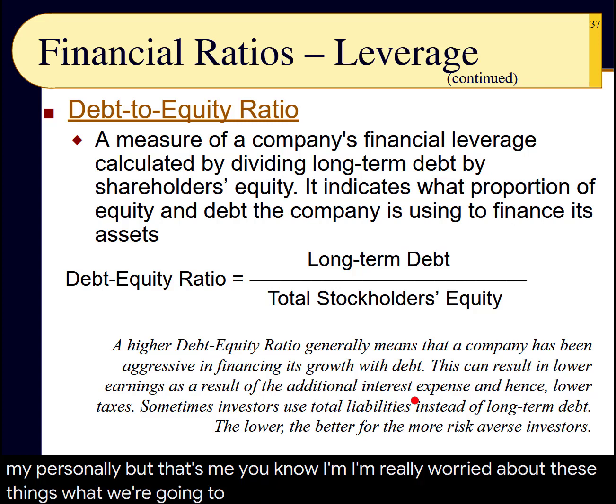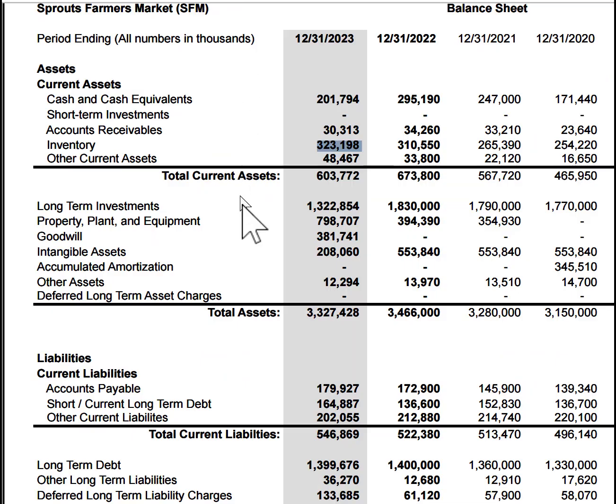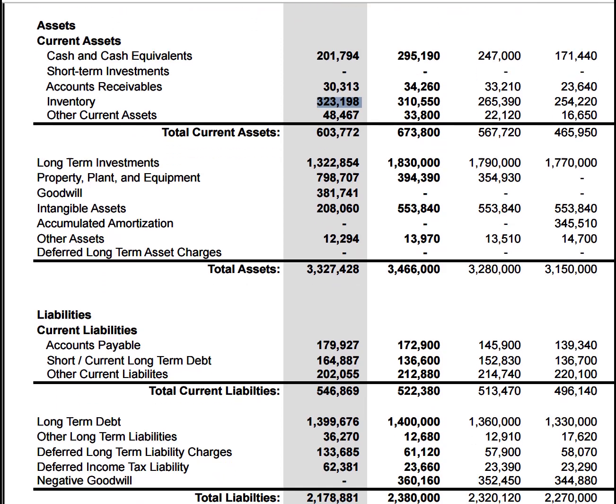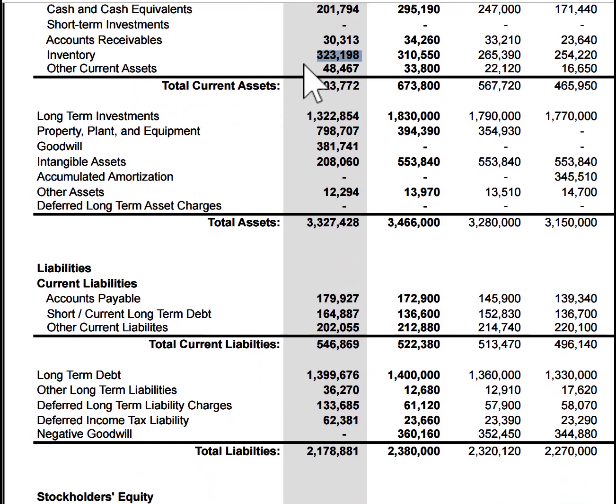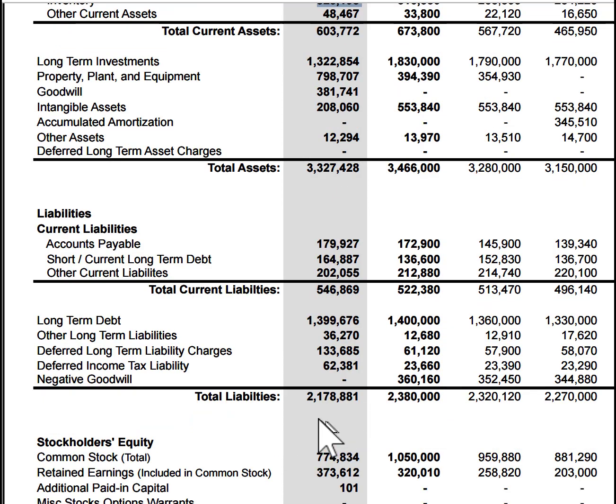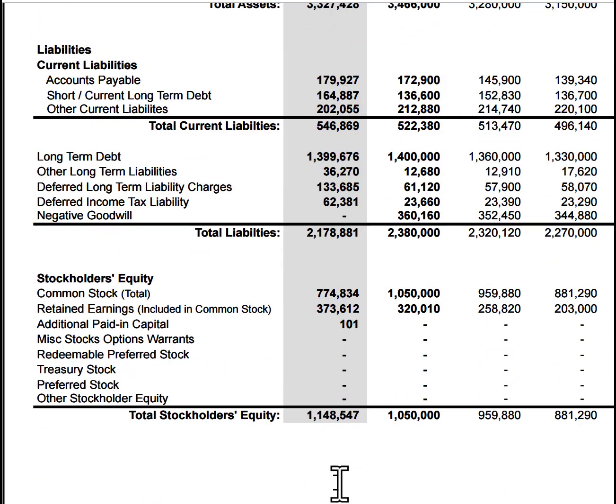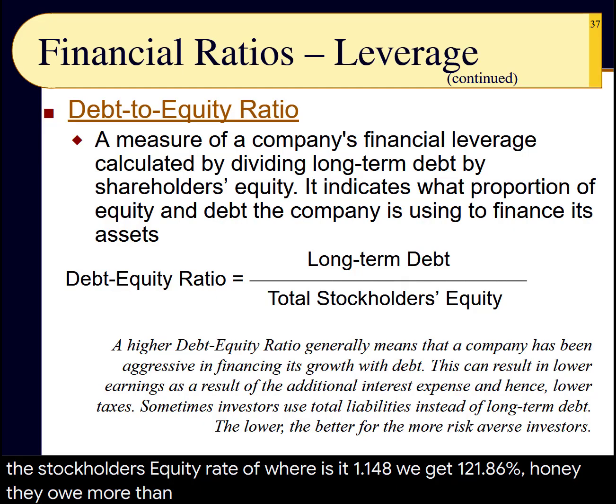What we're going to find is that Sprouts isn't. If we take the long-term debt on the balance sheet of $3.399 billion and divide it by the stockholders' equity of 1.148, we get 121.86%. They owe more than they're worth.